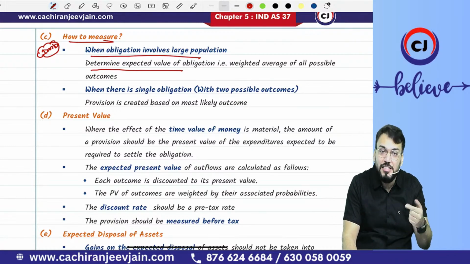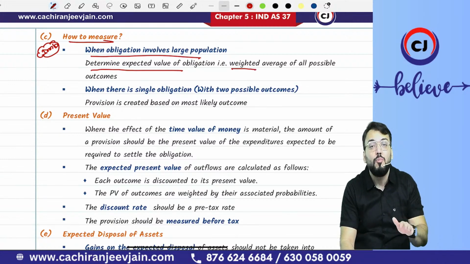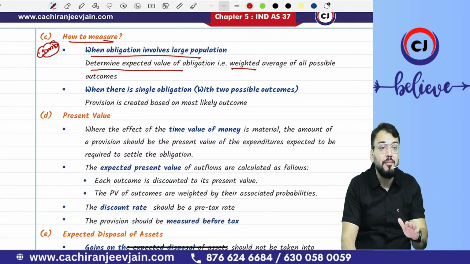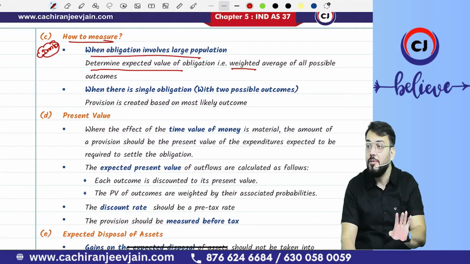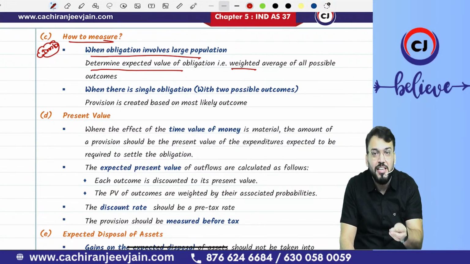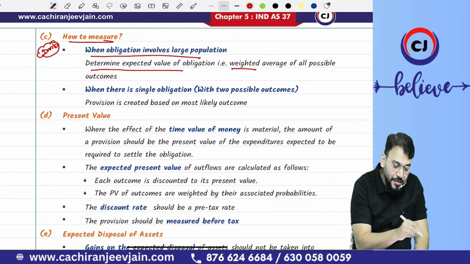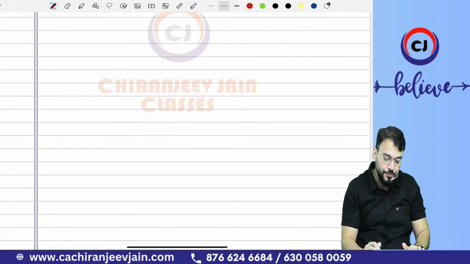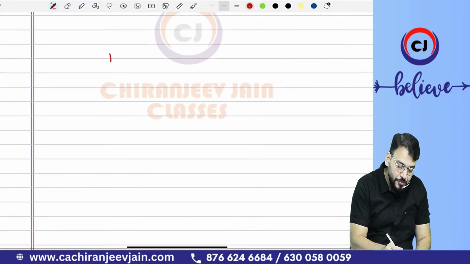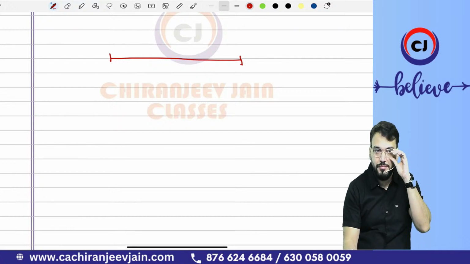Now, how to calculate expected value of obligation? That will be equal to the weighted average of all possible outcomes. All this information will be given in the question only, to apply mathematical skills. Let me give one example for this particular case. Let us suppose this is a 1 year accounting year, correct?